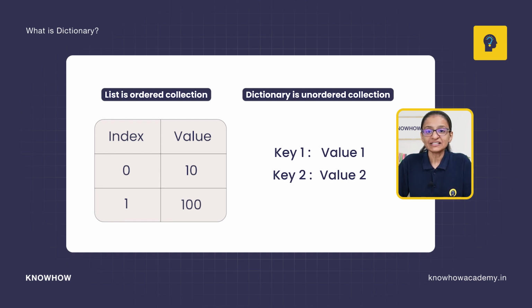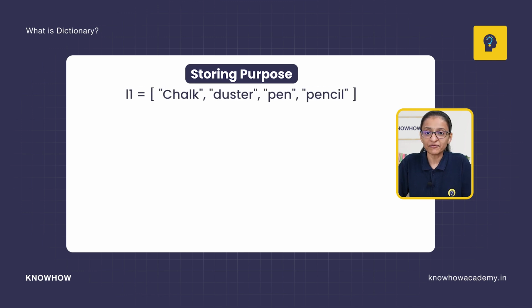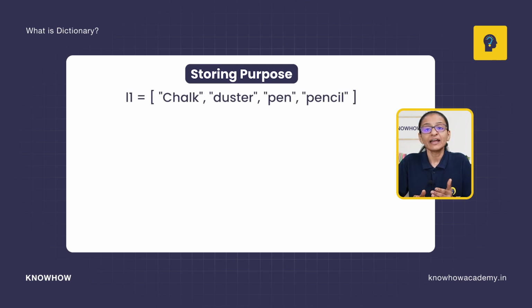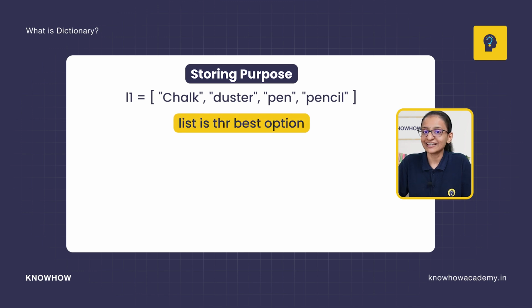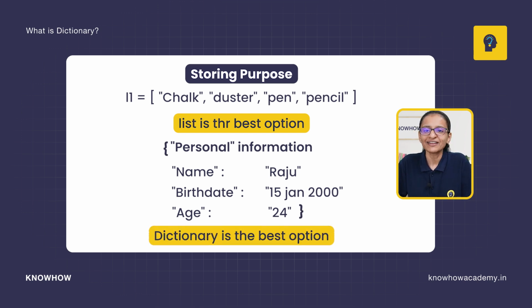The second difference is with respect to storing purpose. So let's say if you want to store the same type of item in a single variable, at that time you can use a list. But let's say if you want to store different types of items in one variable, let's say you want to store a person's information. Person information can contain name, birth date, age, and so on. So it can be different types of data. At that time a dictionary is the best choice for you.